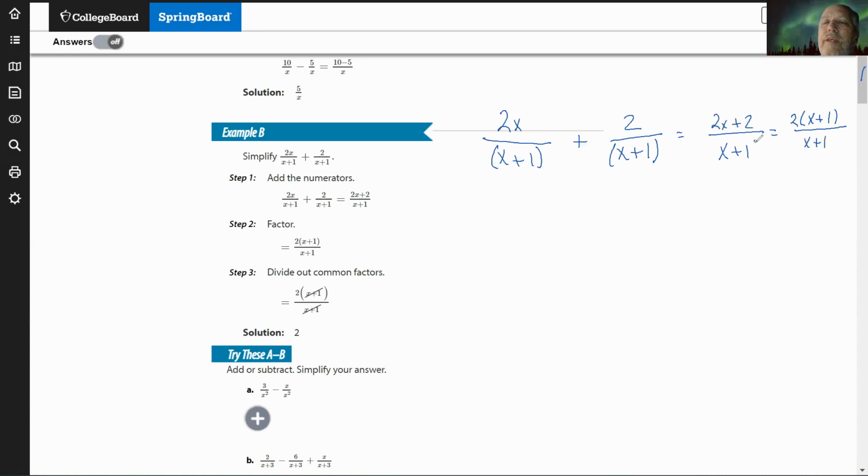Again, we could pretend there are parentheses around here because that visually makes it look a little better. When we get done, we want to further simplify. We can cancel these two out, and we're going to end up with just 2 as our answer.